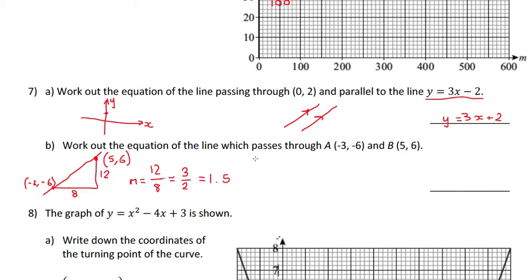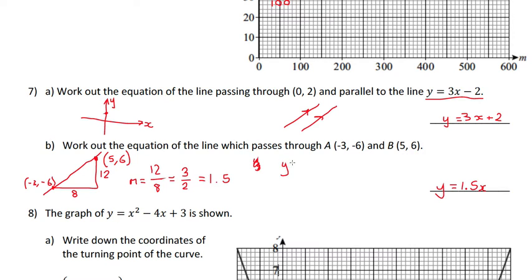Right, so I'm going to write down what we know about the equation so far. Actually, I'll write it over here. y equals 1.5x. Now, it might have a y-intercept as well, so to work that out, what we need to do is substitute in one of these sets of coordinates into our equation, because we know a value for y. Now we can use either of these. Let's go for the positive ones. We know a value for y, 6. We know a value for x, 5. And we know the gradient.